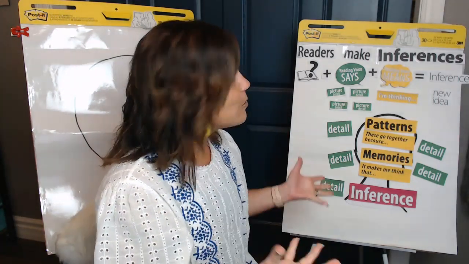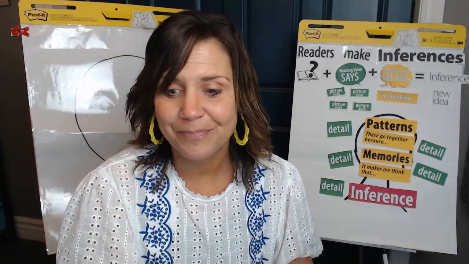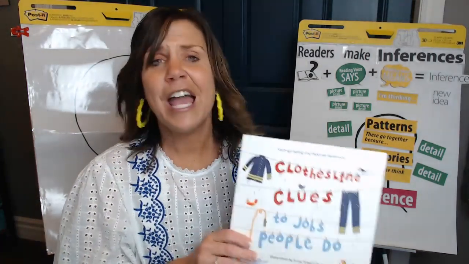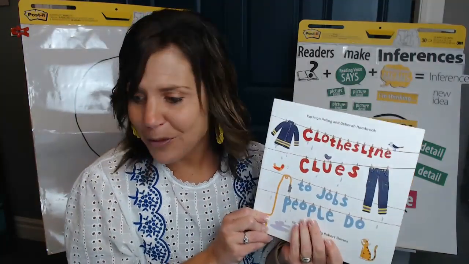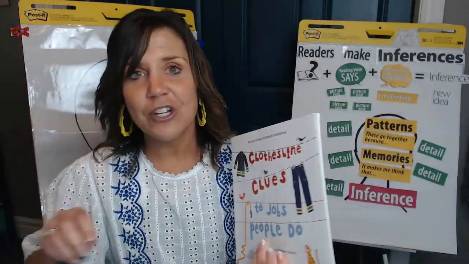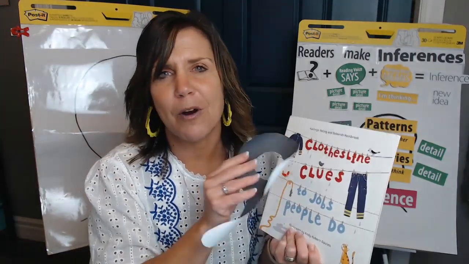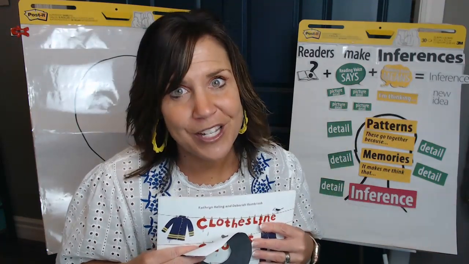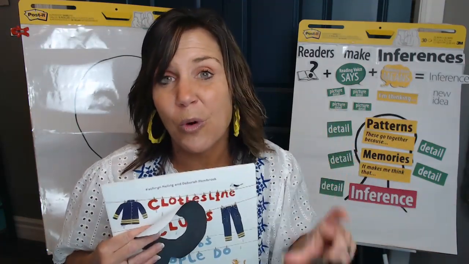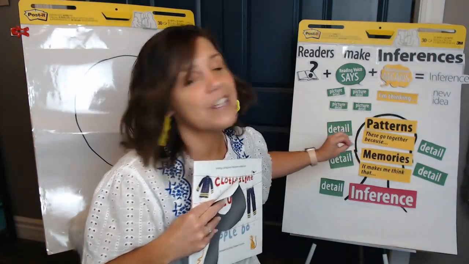And so that's what we're going to do today, only today we're actually going to use a book. The book we're going to use is one of my very favorites, Clothesline Clues to Jobs People Do. Just like we did with our magnifying glass, we're going to be zooming into different parts of the picture. And also there's words today, where the other day we just used images. Today we're actually going to zoom in on some words too, and we're going to start to see patterns and put things together.